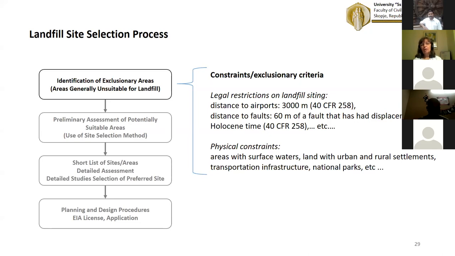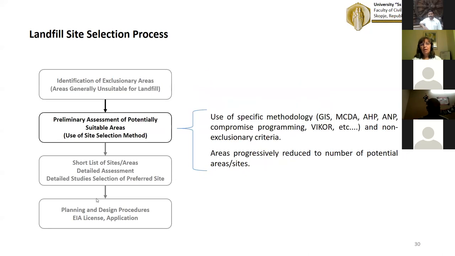After all these areas have been excluded, all the remaining areas can be considered as preliminary, potentially suitable. However, these remaining areas should be ranked according to some other criteria. And there are specific methodologies that are used to rank the remaining areas. These methodologies are mainly GIS, multi-criteria decision analysis, analytical hierarchy processes, analytical network processes, also compromise programming. And they also include many non-exclusionary criteria.